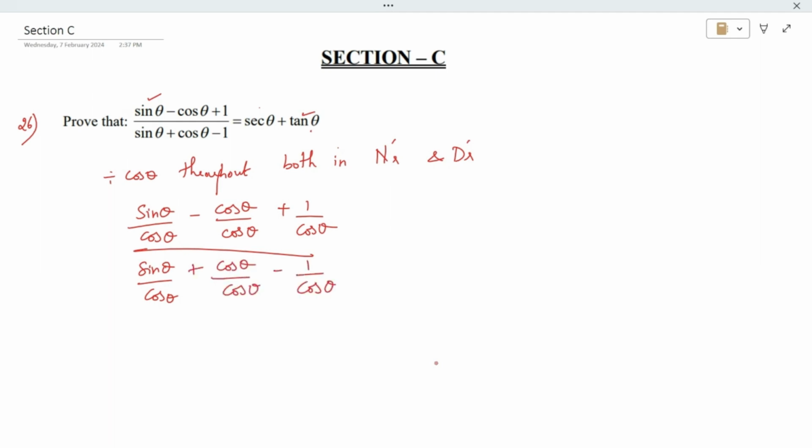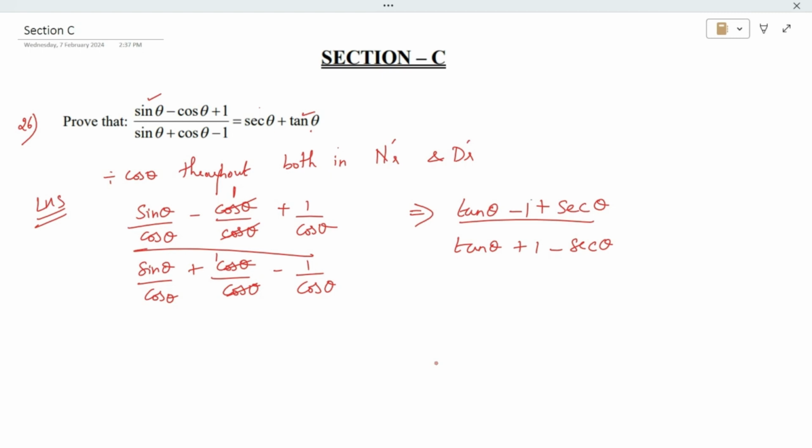So you can cancel wherever it is possible. Cos theta and cos theta will get cancelled and it is 1. Sin by cos is tan, right? So this is tan theta minus 1 plus 1 by cos theta, which is secant theta, by tan theta plus 1 minus secant theta. I'm taking the LHS, dividing by cos theta throughout, and I just converted everything in terms of secant and tan as my right hand side is secant and tan. But still I haven't got the result, isn't it?